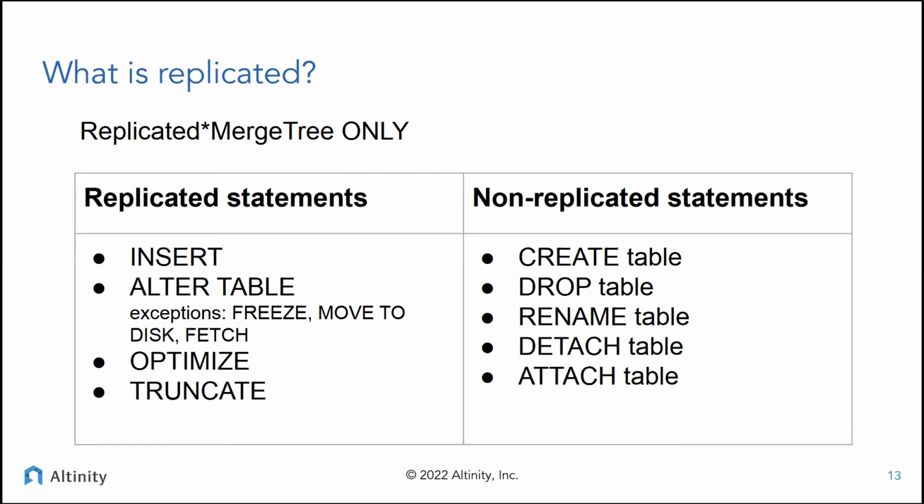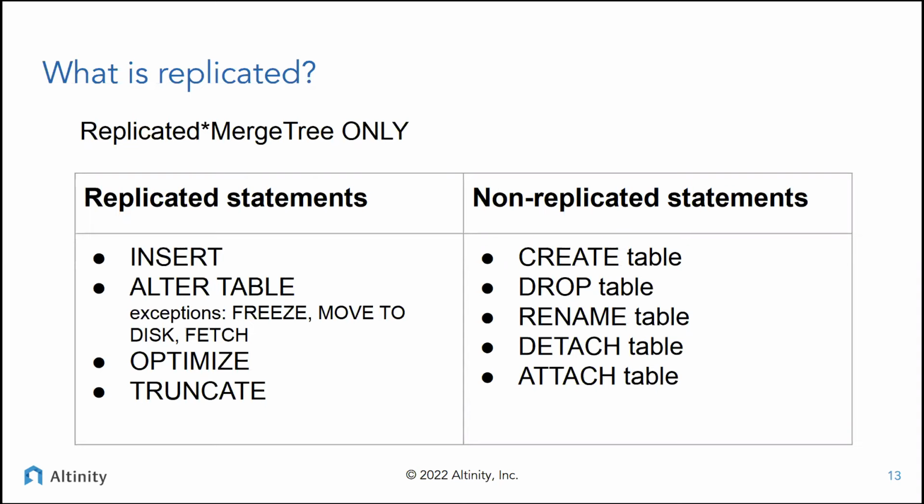There are things like alter table freeze partition that do not get replicated, but anything that changes the data in the table will go ahead and will be replicated to other copies. Another important command is optimize. So optimize table will get replicated. The reason for this is that it changes the structure of the data, it changes the parts. So that information needs to be transferred to the other nodes.